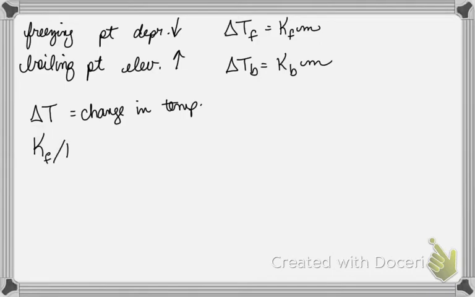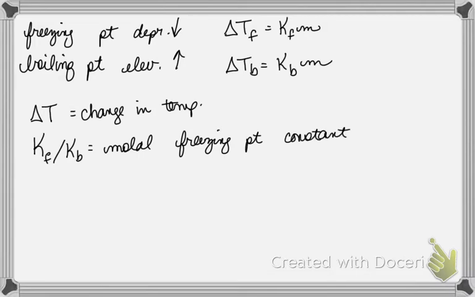All right, the KF and KB, those are constants. KF and KB stand for molal freezing point constant. Or, of course, if it's KB, it's the molal boiling point constant. Okay? And those are not like the ideal gas constant. If I asked y'all what the ideal gas constant is, I think you could all tell me because you've used it enough.